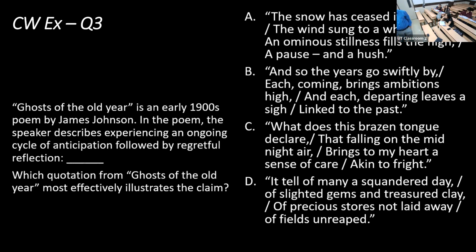"It tells of many a squandered day, of slighted gems, treasured clay, of precious stores not laid away, of fields unreaped." There's no recycling of things going on. What is the problem here with option D? There's no anticipation whatsoever. There is an anticipation, but there's no cycle. There is no reflection that has happened. Nobody is reflecting and there is no such regret.